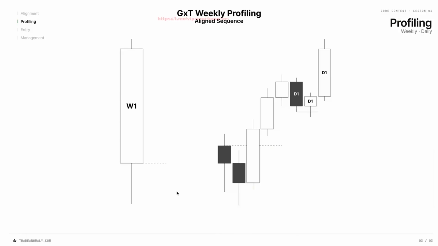Now let's go over the aligned sequence. The aligned sequence is when price is already within an existing higher time frame expansion candle, and on the lower time frame, price misaligns itself, it retraces. So this is when you wait for the aligned time frame to realign and form a C2 candle. Once that C2 candle is put in, now you're back on side with the higher time frame expansion candle, and the higher time frame expansion candle can now continue.